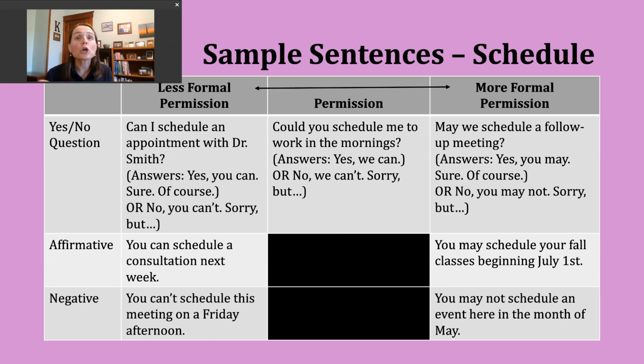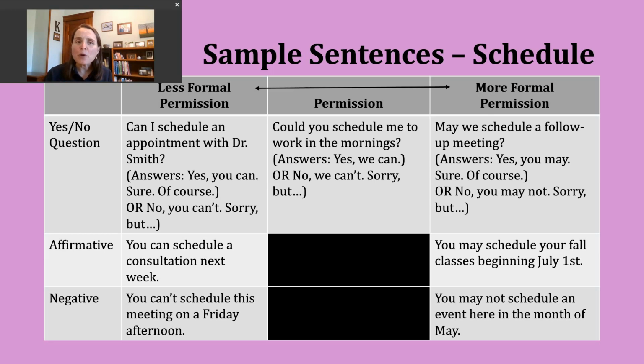Okay. Today, we're going to look at using modals to ask for permission, right? So in these situations, we're asking someone, is it okay to do this? Okay. And there are three different ways we can ask for permission. It's using the modals can, could, and may. Okay? And all three of them really mean the same thing.